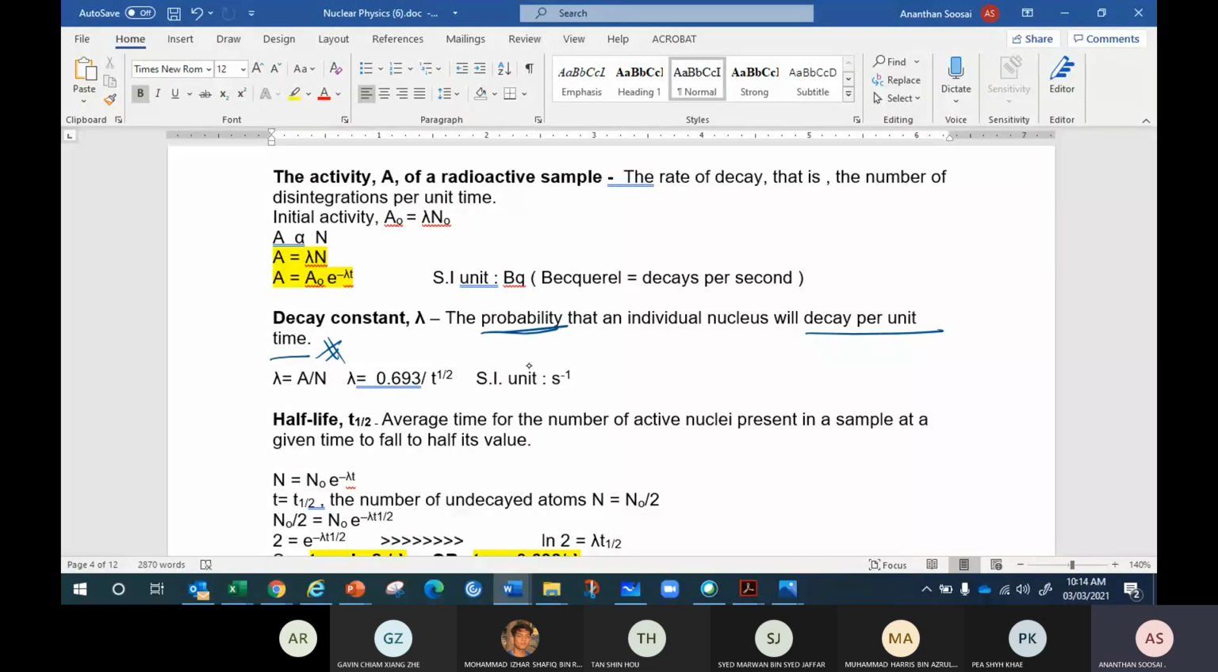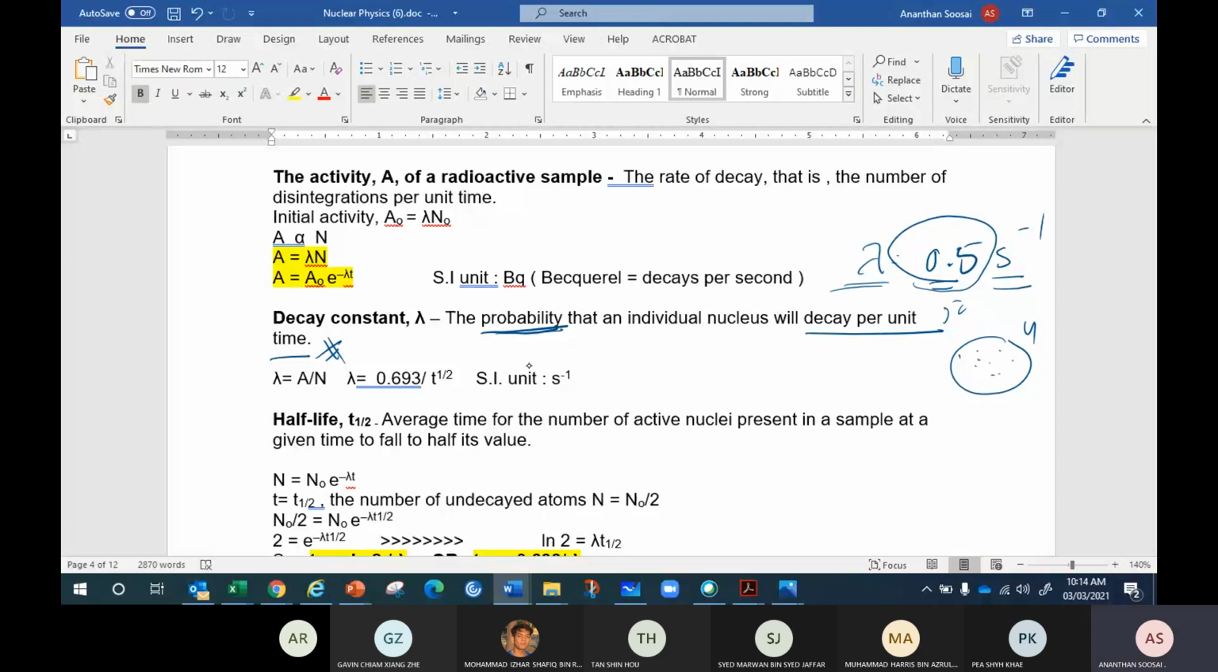Okay. So let's say decay constant lambda is 0.5 per second. What is the meaning of that? That substance may be uranium. That means every nucleus in the uranium has a chance to decay of about 0.5. That means 50% chance to decay in every second. That's called decay constant. Again, what is that? The probability that an individual nucleus decays per unit time.